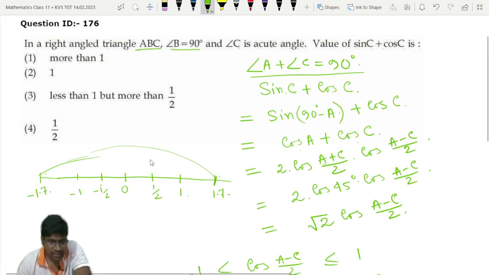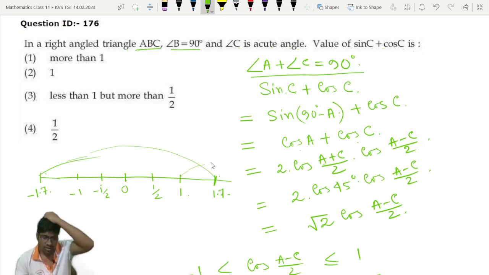So option 1 is telling more than 1. It is not completely correct, because it cannot be more than 1.7. Option 1 is telling only more than 1. More than 1 means 2 is also more than 1, but 2 cannot be the value of sin C plus cos C. So option 1 is wrong.